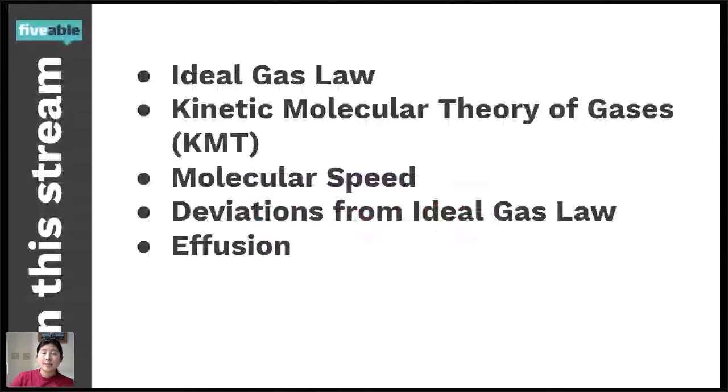Today we're going to go over the ideal gas law, which is PV equals nRT. That's the big one. We're also going to go over the kinetic molecular theory of gases. There are 4 to 5 assumptions, but I'm going to go over 4. Those are the big ones that I learned.